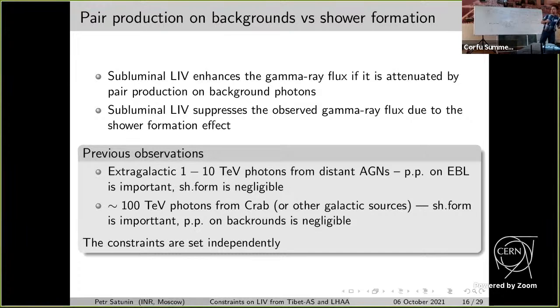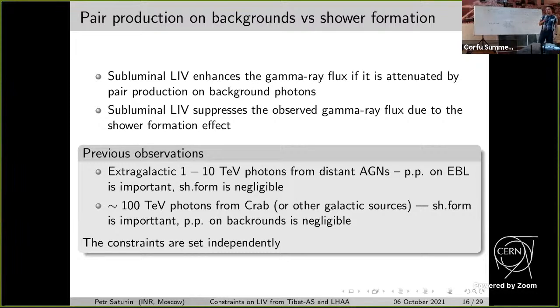In the subluminal case, we have two different bounds on LIV. The first bound comes from the detection of extragalactic photons from distant AGNs. For this process, pair production on EBL is important, and shower formation is negligible because the energies are very small and the distances to the source are large. Another type of observation is the observation of 100 TeV photons from the Crab Nebula or other galactic sources. For these energies, shower formation is important, but the distance to the source is small, and pair production on backgrounds is negligible. These two types of constraints are independent.